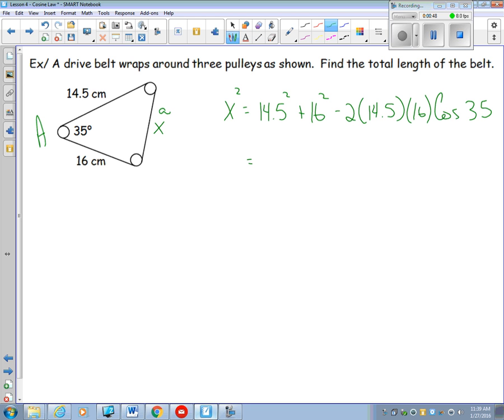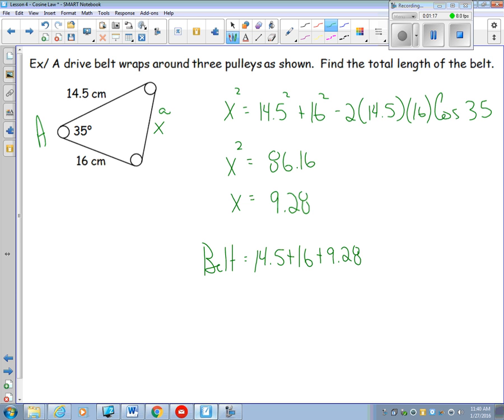And we can put that all in our calculator the way it looks. It comes out to 86.16. Remember, that's x squared, so to get x, we're going to need to square root that number, and we'll get 9.28. The question doesn't ask how long is the missing piece, it asks how long is the belt, right? So the belt's made up of the three pieces. The two that we know, the 14.5, the 16, and the 9.28 we just solved for.